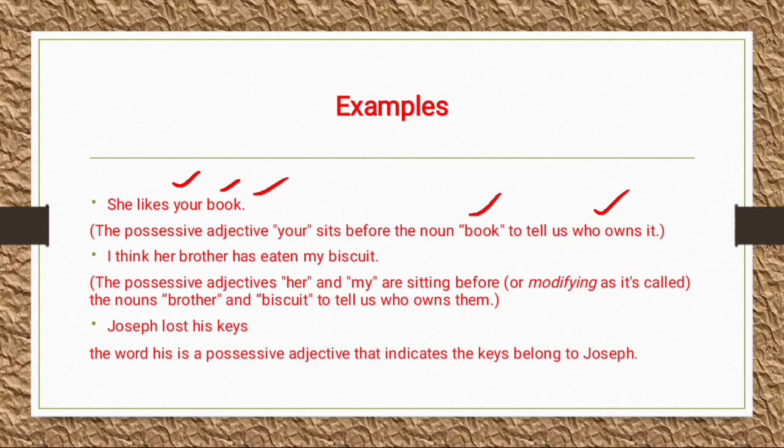I think her brother has eaten my biscuit. Now the possessive adjectives her and my are sitting before, or modifying, the noun, meaning her is a possessive adjective and brother is a noun. The same, my is a possessive adjective and biscuit is a noun. So brother and biscuit tell us who owns them. Joseph lost his keys. The same, keys is a noun and his is a possessive adjective. The word his is a possessive adjective that indicates the keys belong to Joseph, meaning it shows possession.